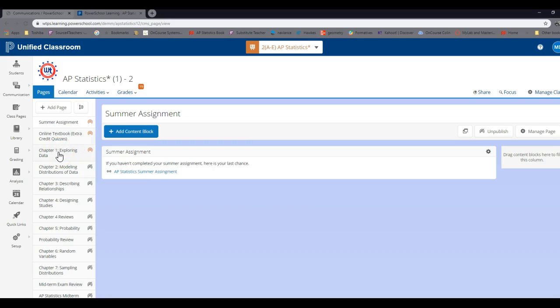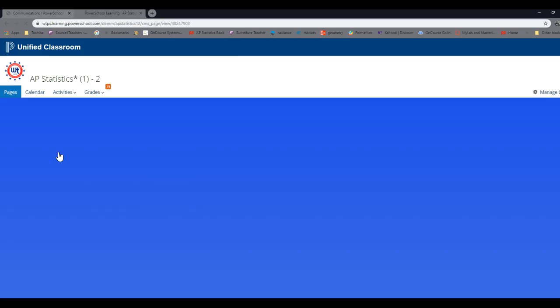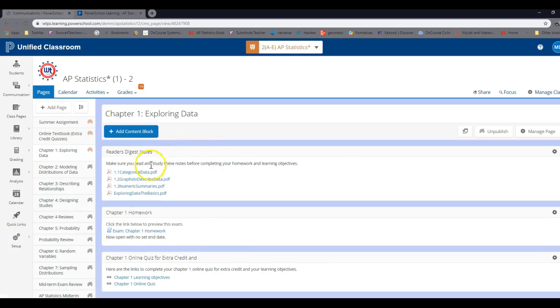If you click in Chapter 1, a couple of things you're going to see. Your Reader's Digest notes. Math textbooks, and ours included, I actually feel like ours is a little bit easier to read, which is one of the reasons I picked it, but even so, what I have here are Reader's Digest notes. Each section of Chapter 1 is broken down into Reader's Digest notes, and what I suggest is that if we have a quiz on 1.1, read over, study and review the Reader's Digest notes for that section.